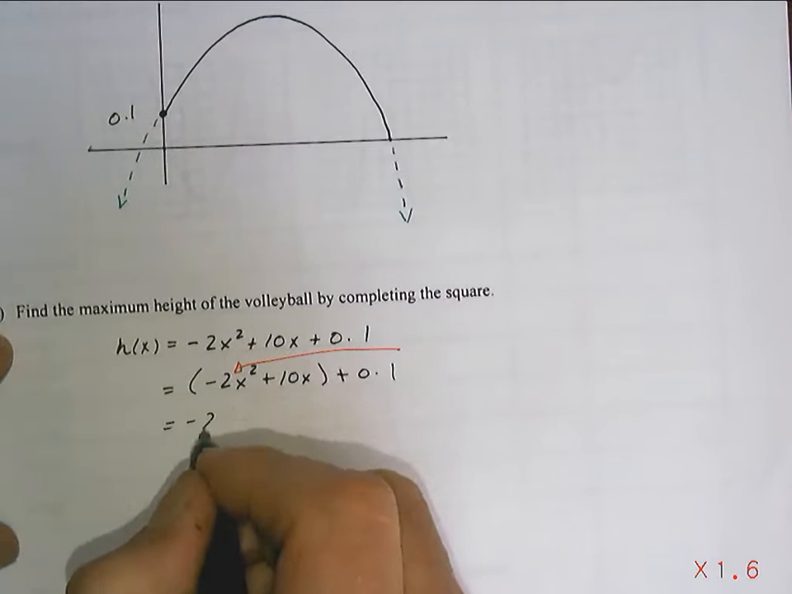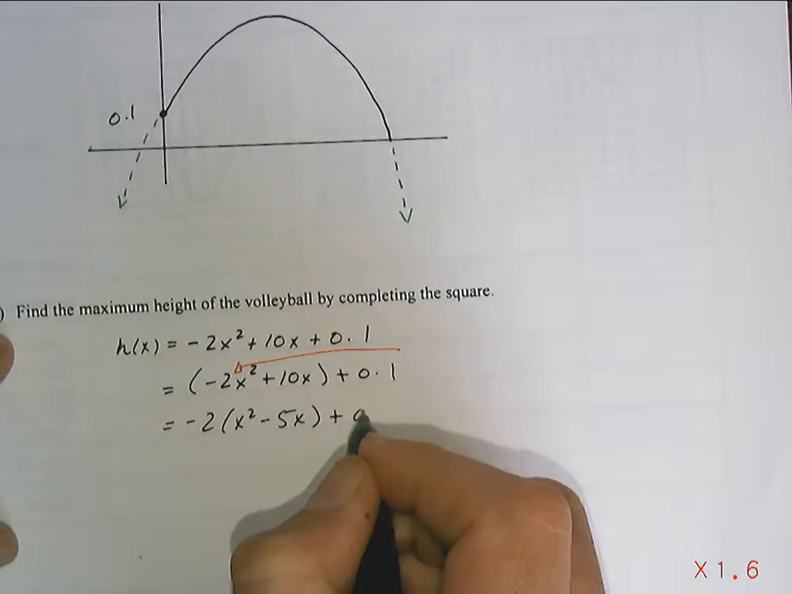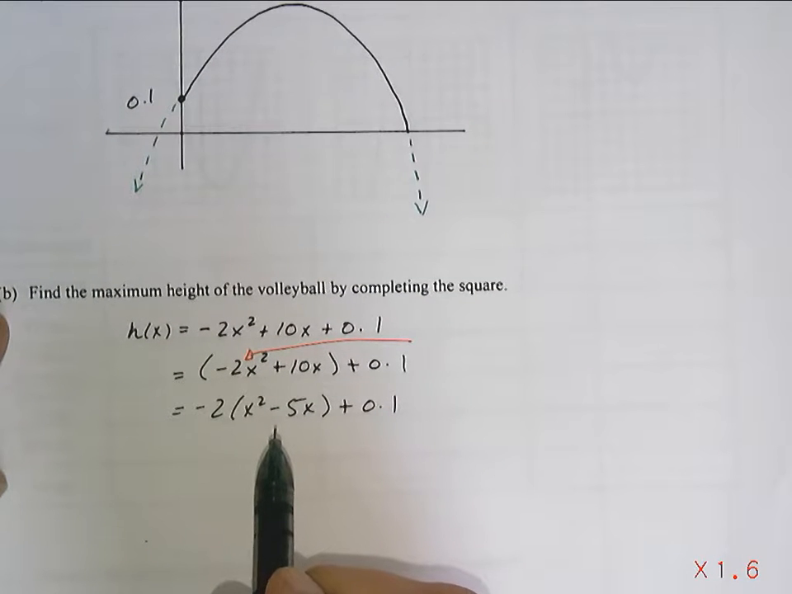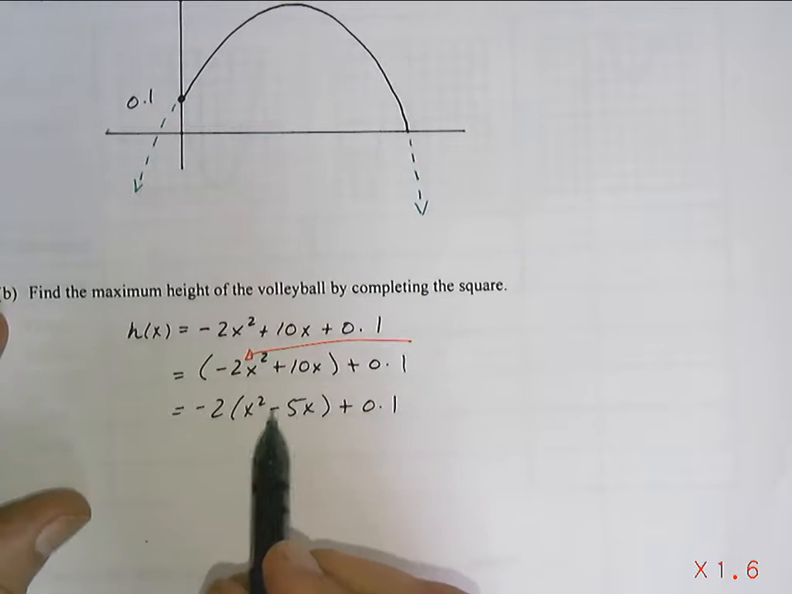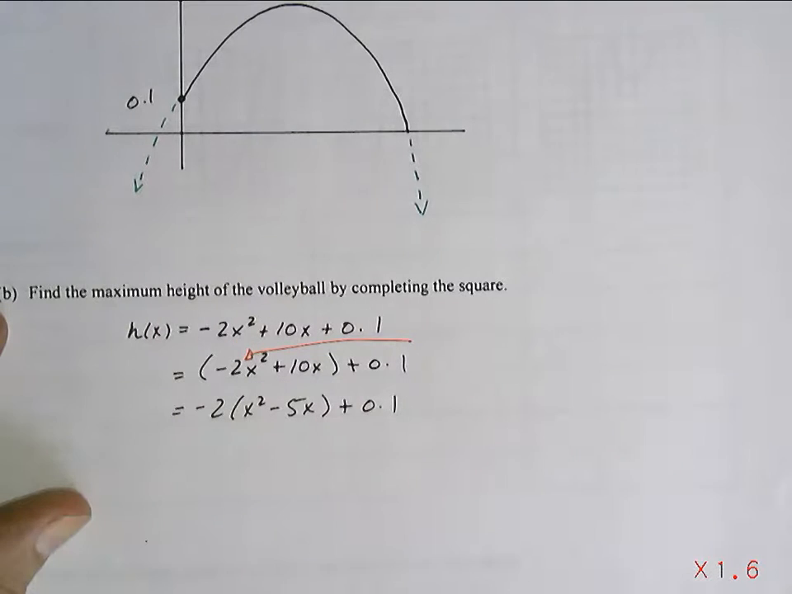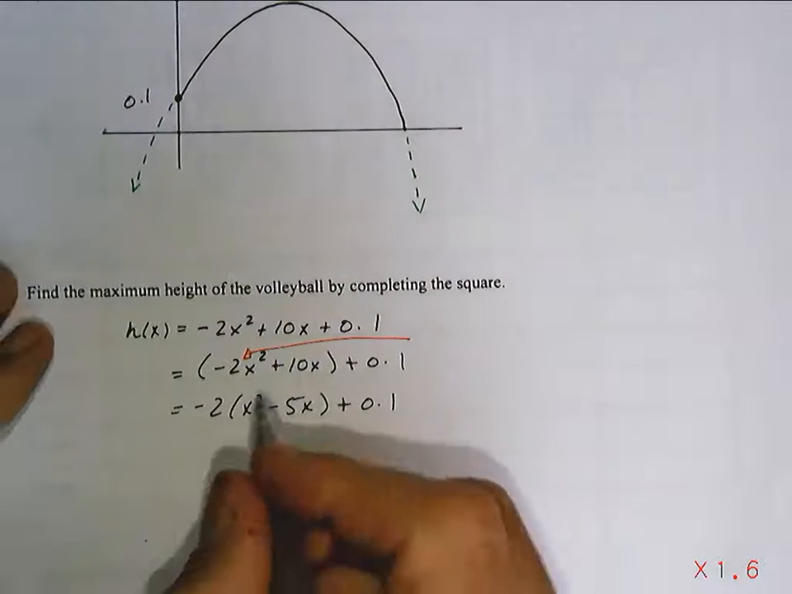So negative 2 times x squared minus 5x. Chances are, if you're going to make a mistake, it's in not changing that sign. So always take the time to redistribute, make sure it's right. Negative 2x squared is negative 2x squared. 10x, yay, it works. So now, from here, we're going to try to create the perfect square trinomial.